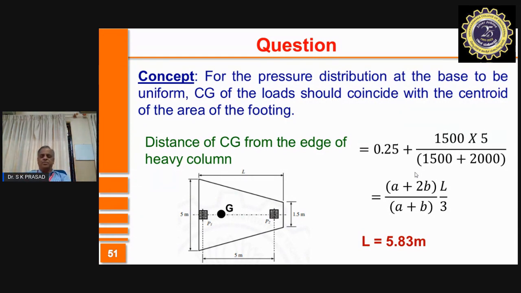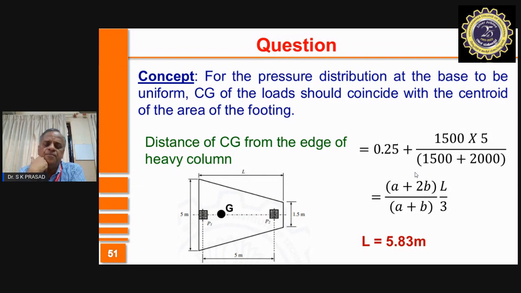For that to happen, you try to see that the centroid of the area of the trapezium coincides with the CG of the loads. So you need to see that the CG of the loads and the centroid match. Let us try to find the CG of the loads.